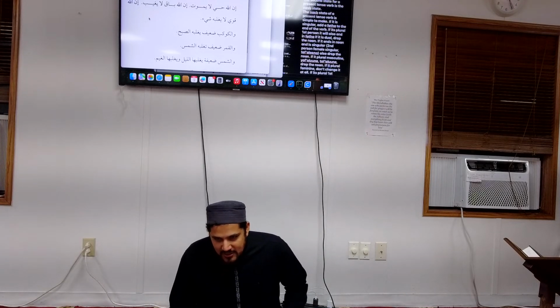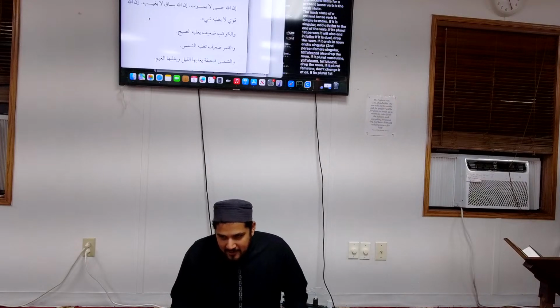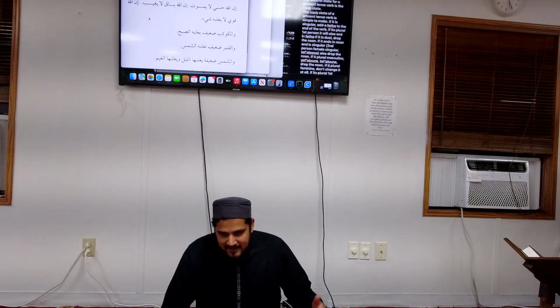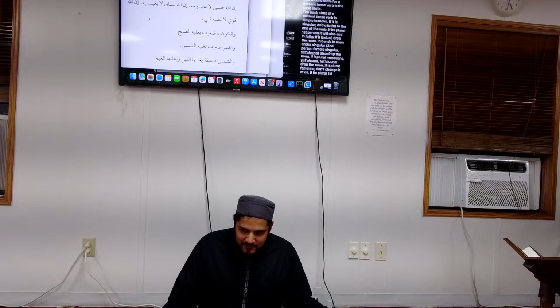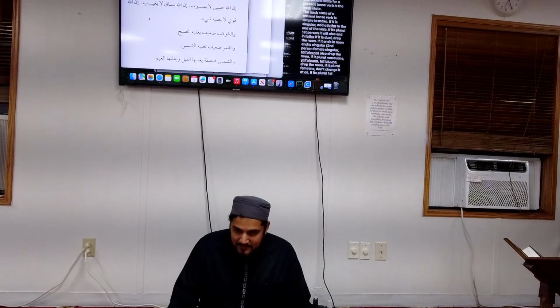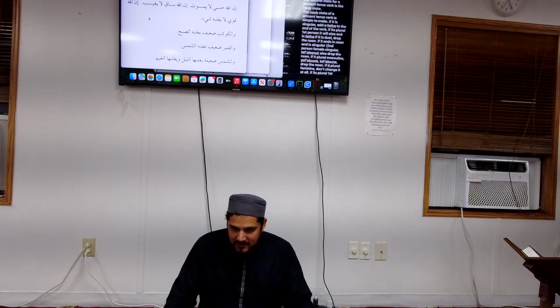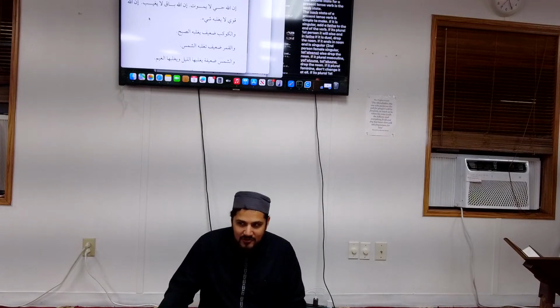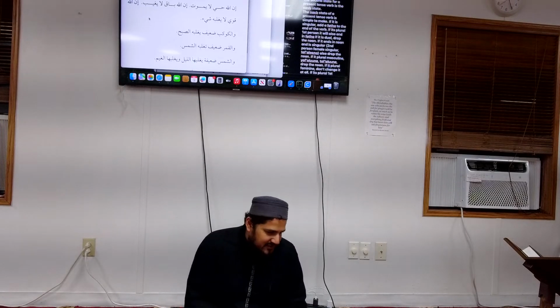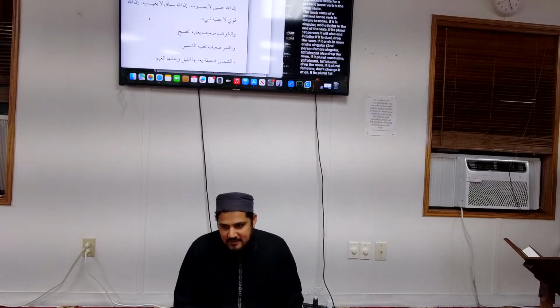In interest, you're selling money for money. In buying and selling, you're selling stuff for money. At the end of the day, you're getting money for something in return, or giving money for something in return, or taking money in exchange for a commodity. They tried rationalizing that interest and business are the same thing. But Allah subhanahu wa ta'ala says, no, they're not the same.